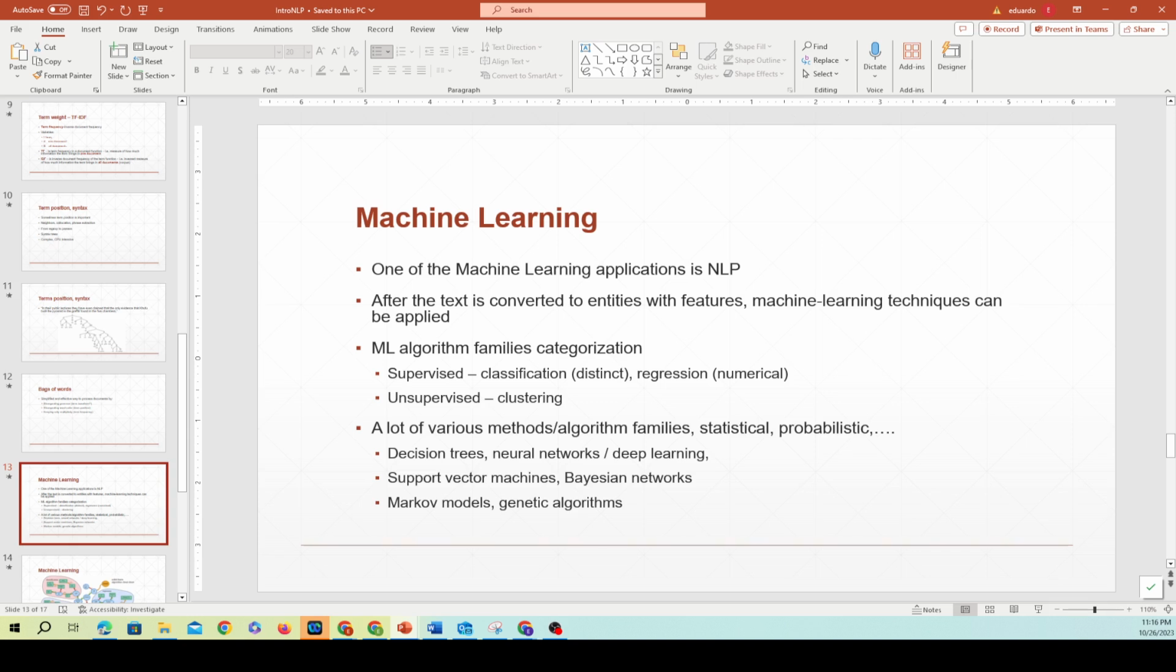Machine learning. So natural language processing is one of the applications of machine learning. After the text is converted to entities with features, machine learning techniques can be applied. So you have to do practically a cleanup of the data, make sure that it's well set up so that it can be implemented into the model. Machine learning algorithm familiarity, categorization.